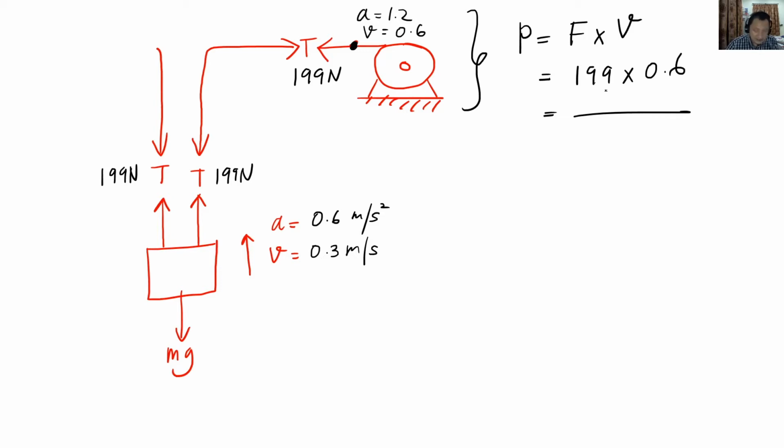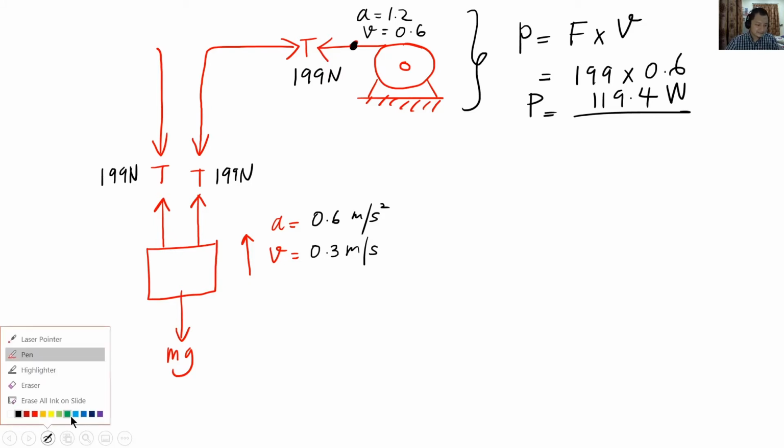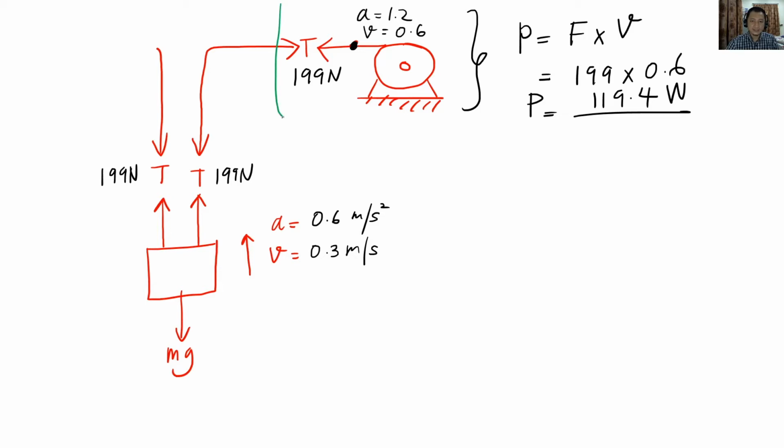199 times 0.6. Okay lah. 119.4 watt. Power here. Power where? Here lah, I suppose.